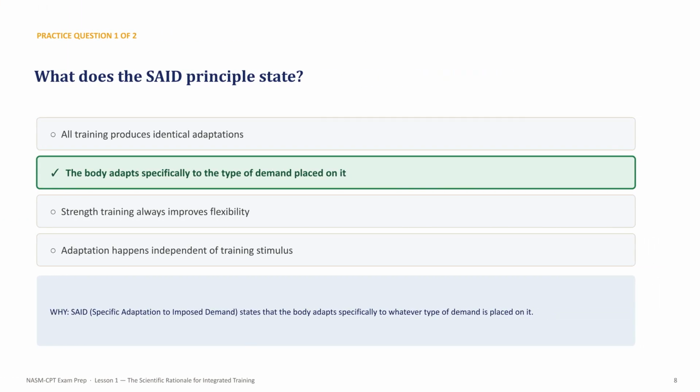Let's check your understanding. Question: what does the SAID principle state? Take a moment to think it through. The correct answer is, the body adapts specifically to the type of demand placed on it. Here's why. SAID stands for Specific Adaptation to Imposed Demand. It states that the body adapts specifically to whatever type of demand is placed on it.